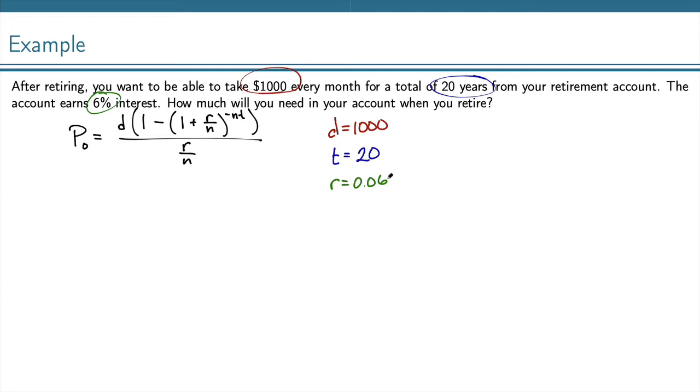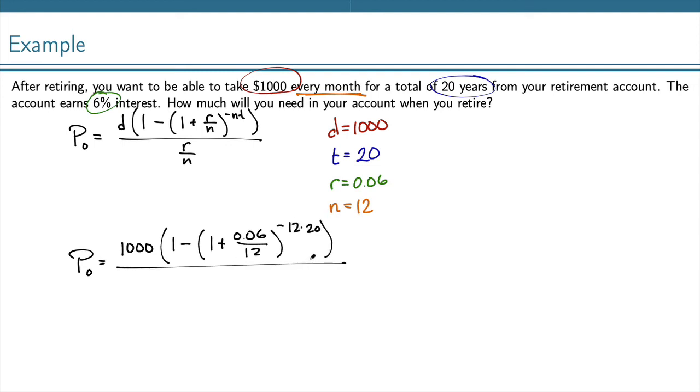And, of course, N is going to be determined by how often we do our withdrawals. And we're doing that every month. And so that means that N is going to be 12 because there are 12 months in the year. So now we're ready to plug everything into our formula. We have P naught. This is the amount we want to start with, and that's what we're looking for. That equals D, which is 1,000 times 1 minus 1 plus R over N to the negative N times T all over R over N.